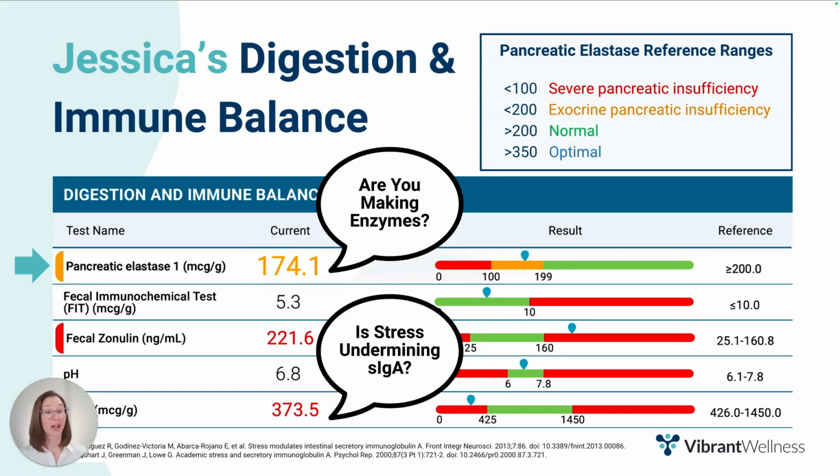Moving on to secretory IgA, Jessica's sIgA level is quite low at 373.5. sIgA is the immune system in the gut, so ideally levels should be around 1,000 to help fight off infection or opportunistic overgrowth. Looking at this result, I'm wondering what is bringing down Jessica's secretory IgA. Well, robust evidence indicates that stress modulates intestinal secretory IgA. This includes physical stress from overexercise and mental stress, including academic stress, as cited by reference number 2.